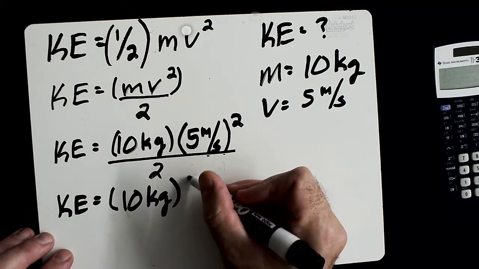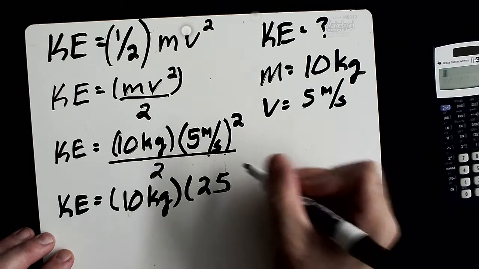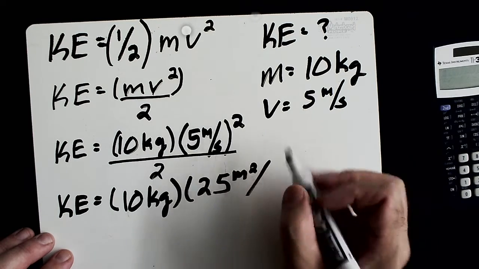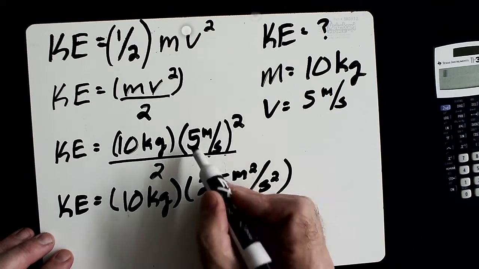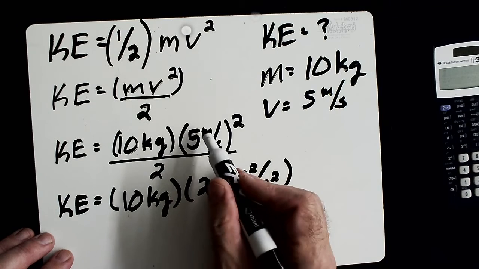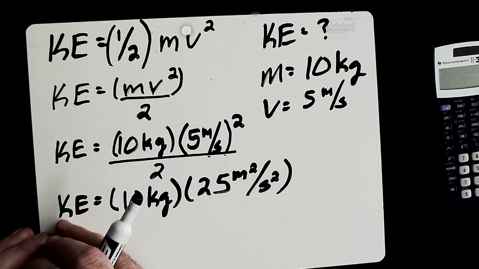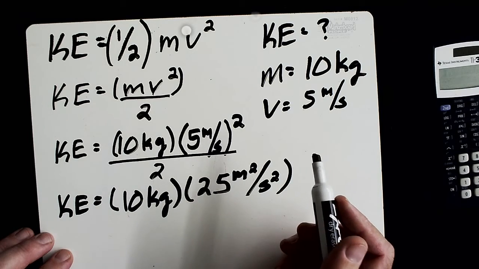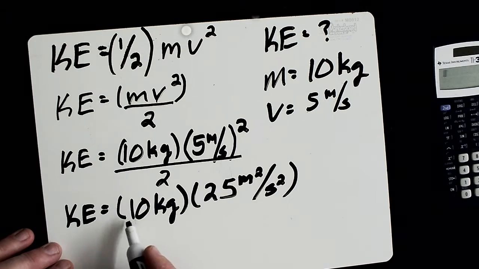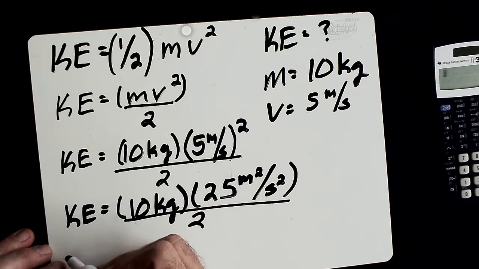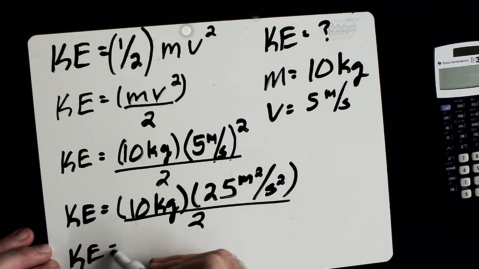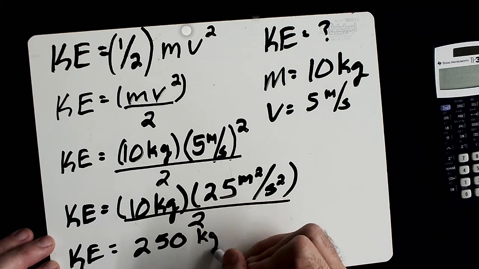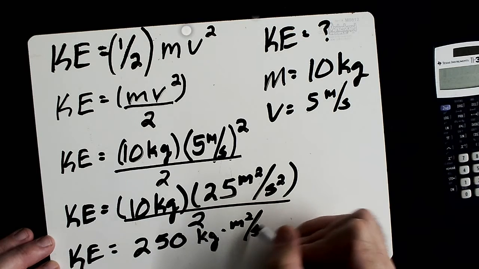Okay, so 10 kilograms, 25 meters squared over seconds squared. And that's where the meters squared over seconds squared comes from in the kinetic energy equation. And I got to take that and divide it by 2. So 250 kilogram meters squared over seconds squared.